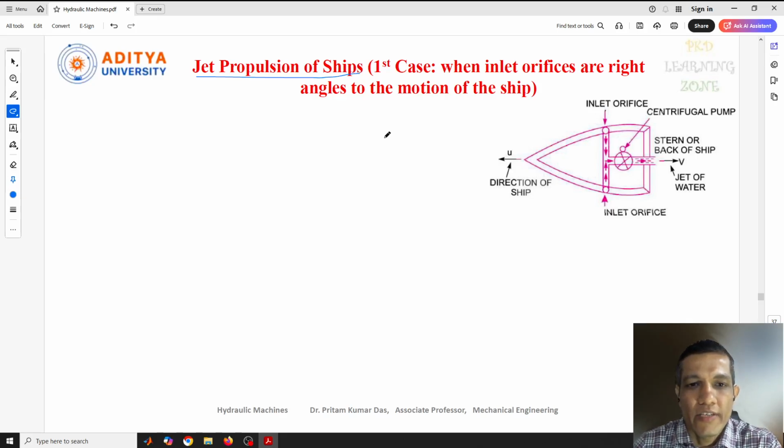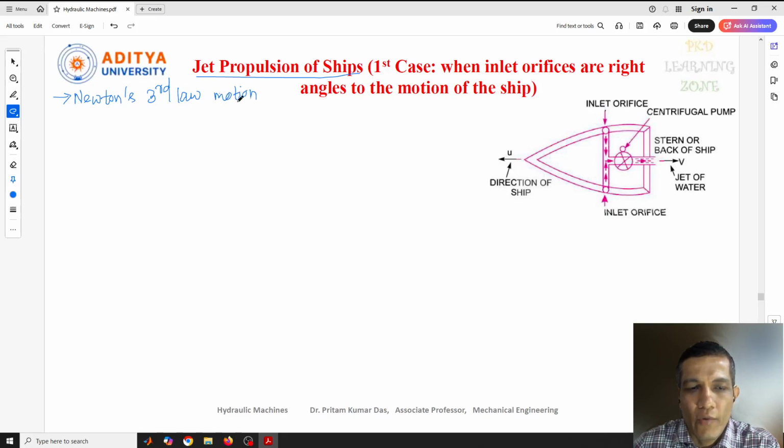So in our last lecture, we discussed the concept of jet propulsion and the application of jet propulsion on tanks. Now in this lecture, we'll see the jet propulsion of ships. In the previous concept, we have seen that jet propulsion works based on the principle of Newton's third law of motion, which says that every action has an equal and opposite reaction. Okay, Newton's third law of motion.